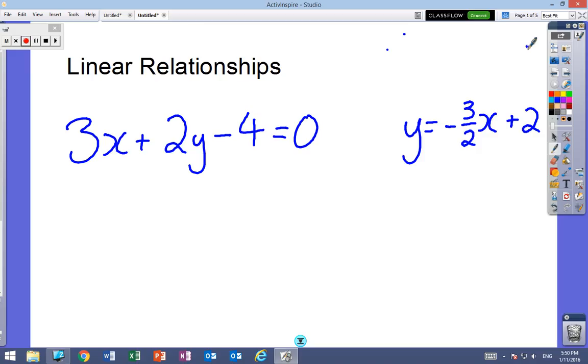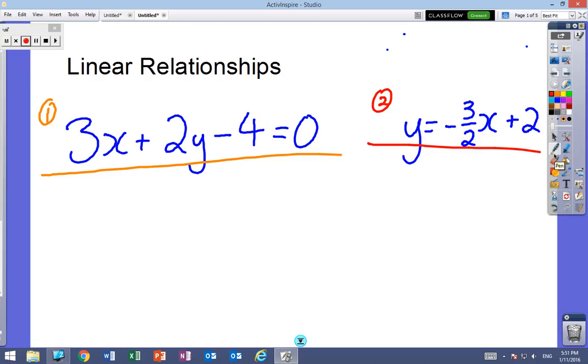Okay, so here's the two forms we generally see linear relationships in. This form over here and this form over here. So, how can we tell they're linear relationships? For a start, they've got two pronumerals in them. There's no silly powers, no squares, no cube roots, anything like that. That's how we can tell usually that they're linear relationships.